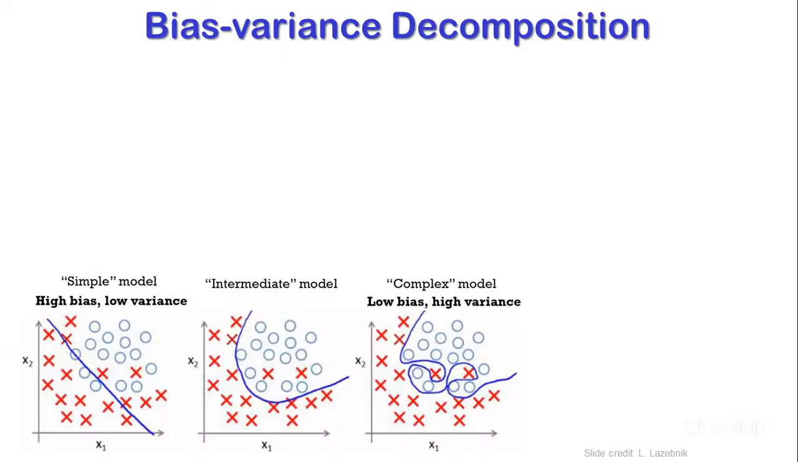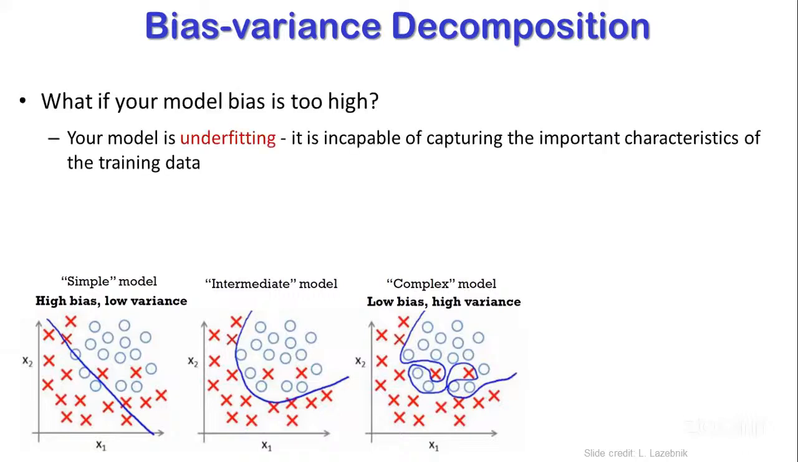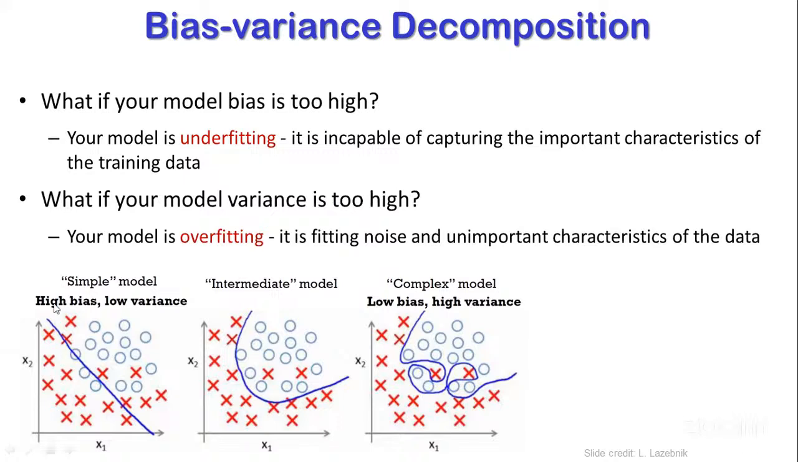Remember what happens when your model bias is too high. Your model is actually underfitting, right? It is incapable of capturing the important characteristics of your training data. And obviously, if it has not captured those characteristics of the training data, how will it perform well on the testing data, right? No point in it.